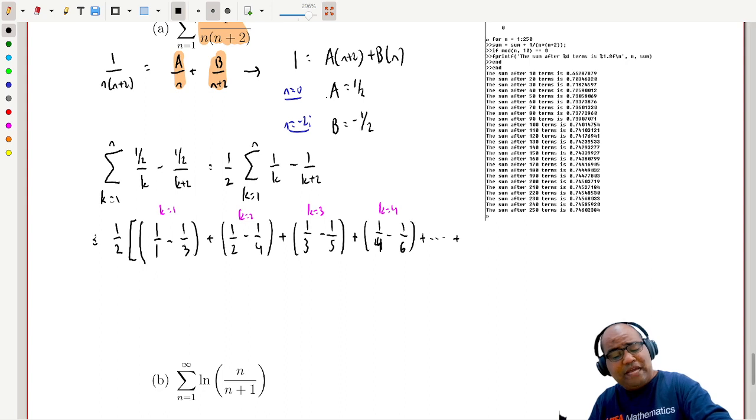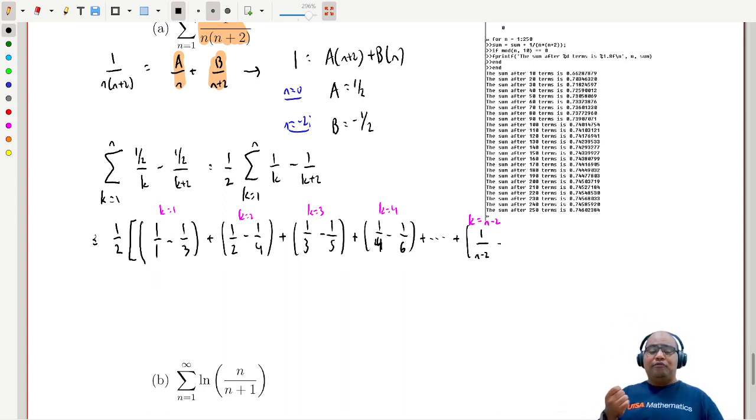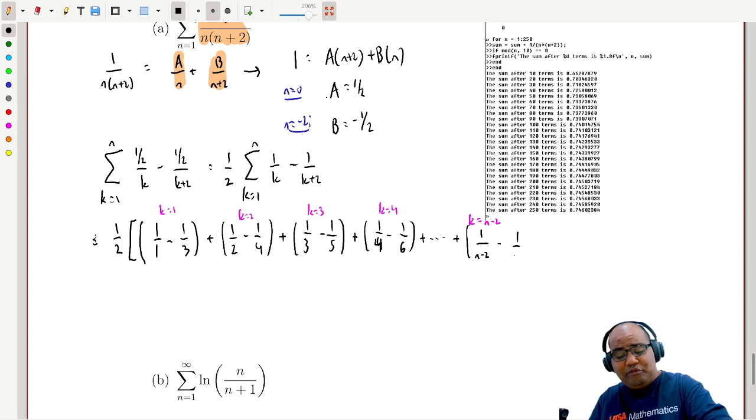Now I want you all to see what happens when k equals n minus 2. When k equals n minus 2, I'll have 1 over n minus 2, then minus 1 over n minus 2 plus 2. Well, what's n minus 2 plus 2? That's just n. So I have 1 over n there.